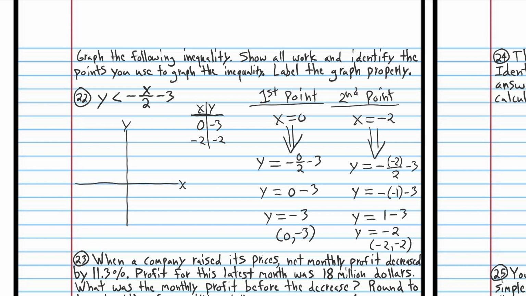So now we can write our scale. It looks like 3 is going to be the biggest number that we need. And again, try to make your divisions evenly spaced. I know it's not easy sometimes, but just try your best. And it looks like this is going to be a dotted line because it's not equal to, it's just less than. So 0, -3, that's down here. And -2, -2, that would be right here. All right, then we have to draw our dotted line.